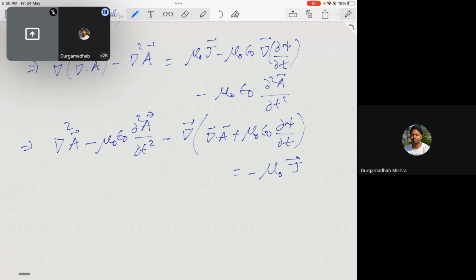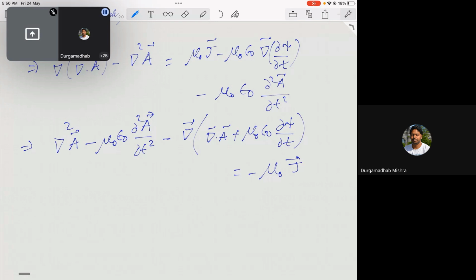So this is basically how we are writing a Maxwell's equation. It looks complicated, of course, but this is how the Maxwell's equation can be written in terms of the vector and scalar potential. So we have got rid of all E and B terms. Okay, so that is the idea here.